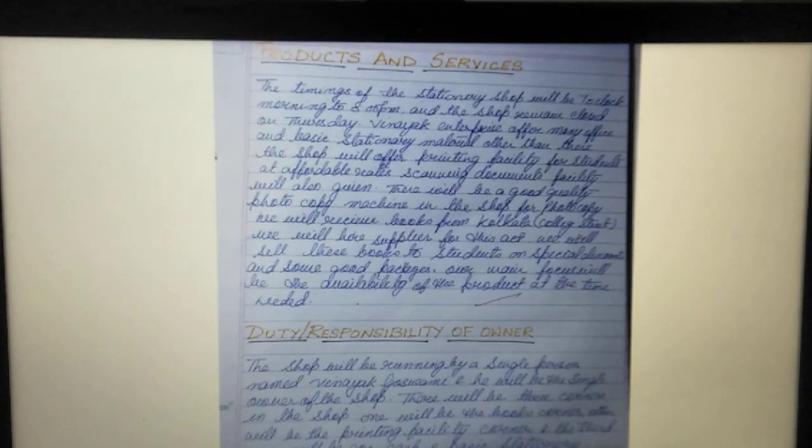Next says the products and services. Products and services highlights what the different products are that you are dealing in at your own shop, and the services, what the different types of services are that are being given to the customers. Here you will be mentioning this. Then comes the duty or the responsibility of the owner. So who will be the owner? Suppose you are the owner of the shop, then what will be your own responsibility, or what are your core duties? You have to mention it here.